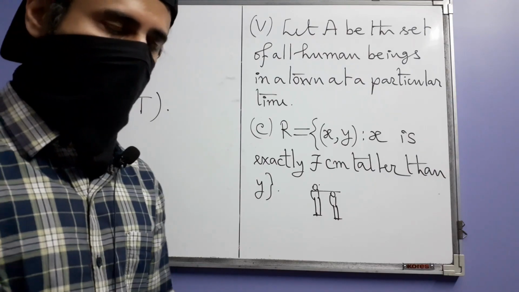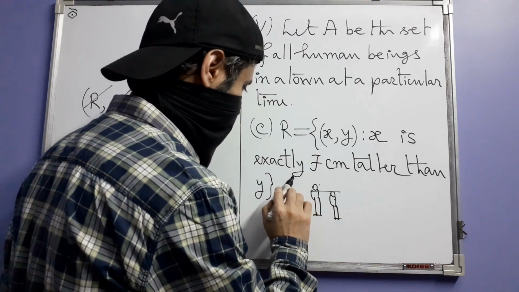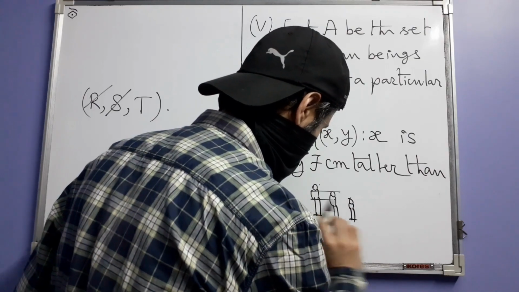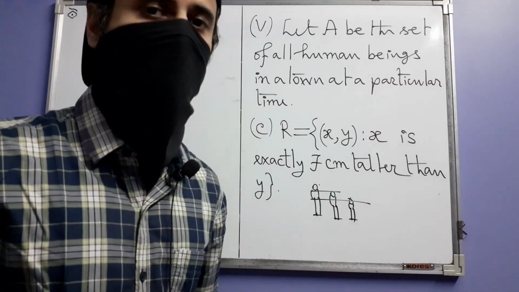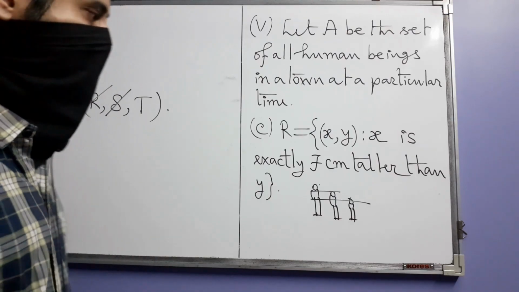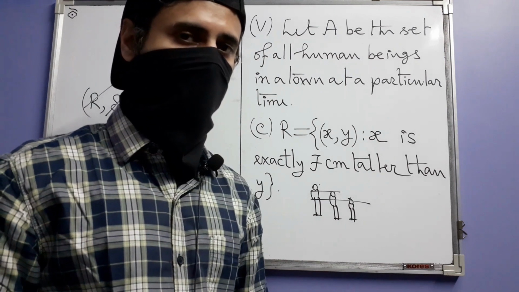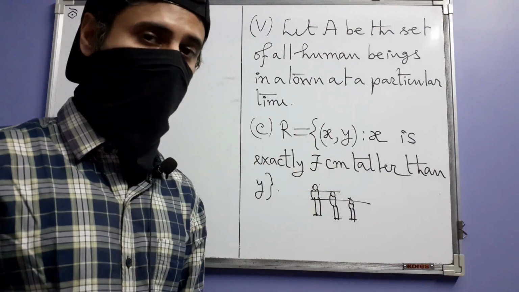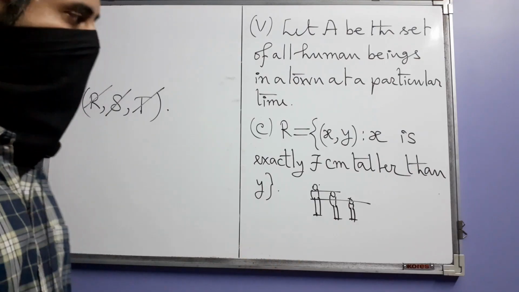What about transitivity? If x is 7 centimeter taller than y and y is 7 centimeter taller than z, is x 7 centimeter taller than z? No, 14 centimeter taller than z. But then x and z are not related. That is why it is not transitive either. So it's a very bad relation when we are looking at relations from the point of view of equivalence relation. It's none of this, reflexive, symmetric or transitive.